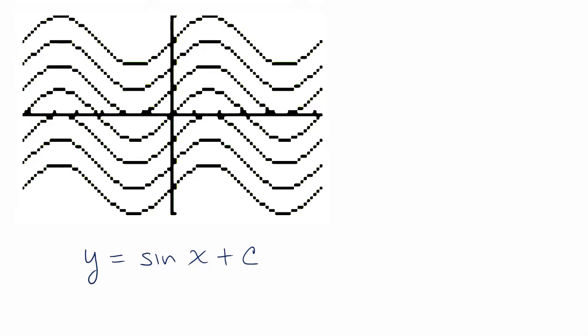As you can see here, the equation y equals sine x plus c, where c is a constant, yields the following family of graphs. When c is equal to 0, we have the basic y equals sine x graph, which I'll trace in red, which is the one you're probably most familiar with. This is the classic y equals sine x graph.